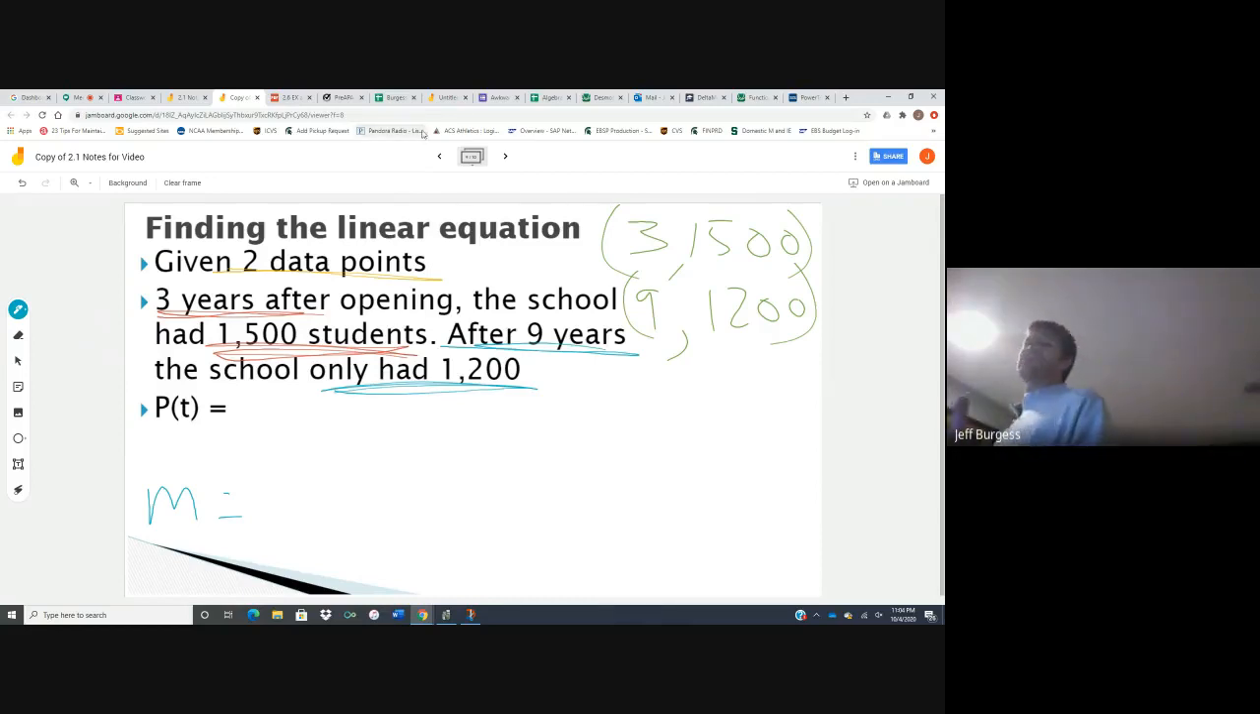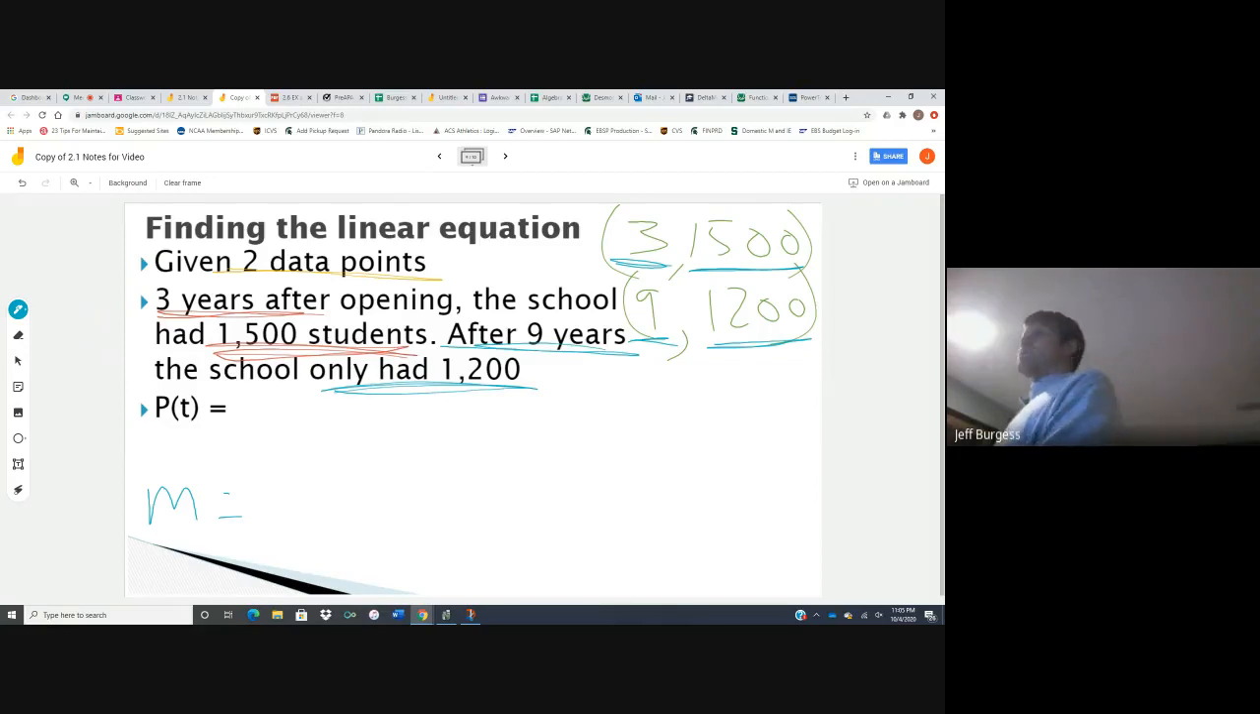What's my second point? It doesn't matter. But if I use 1,500 as my first y value, I have to use 3 as my first x value. Or if you'd rather use 1,200 for your first y value, that's fine. You then have to use 9 for your first x value. You've got to keep them together. They are an ordered pair, right? You've got to keep them together.